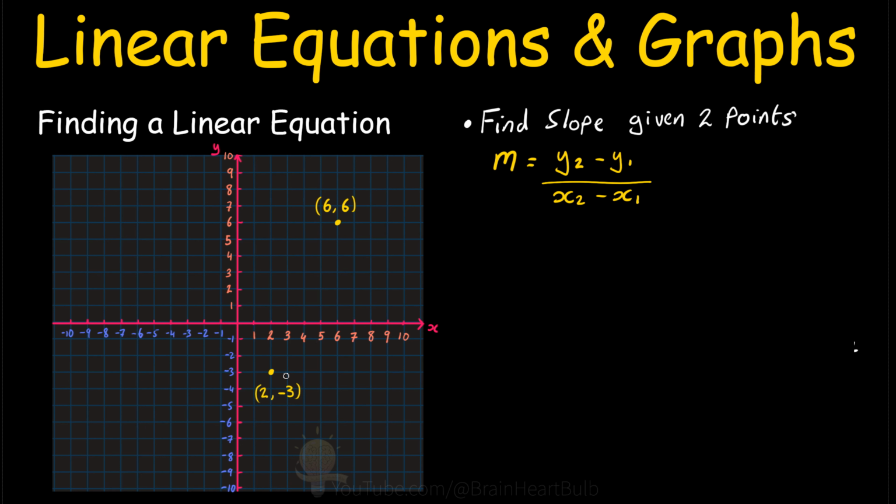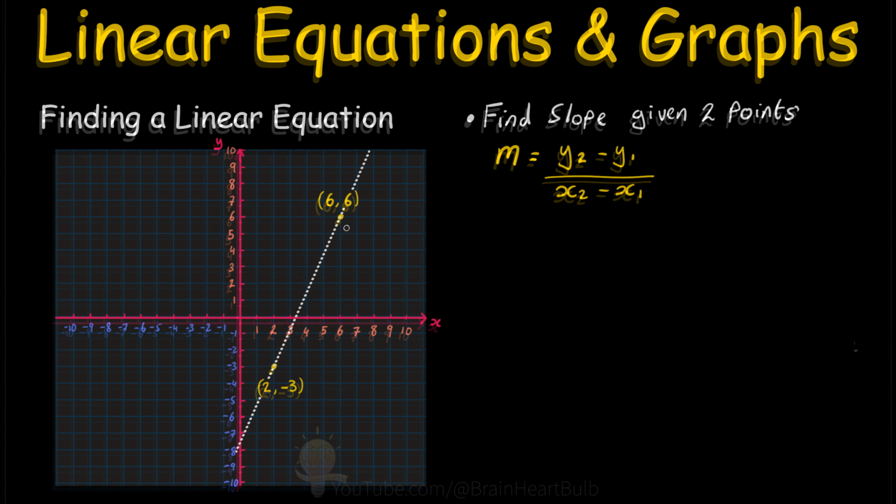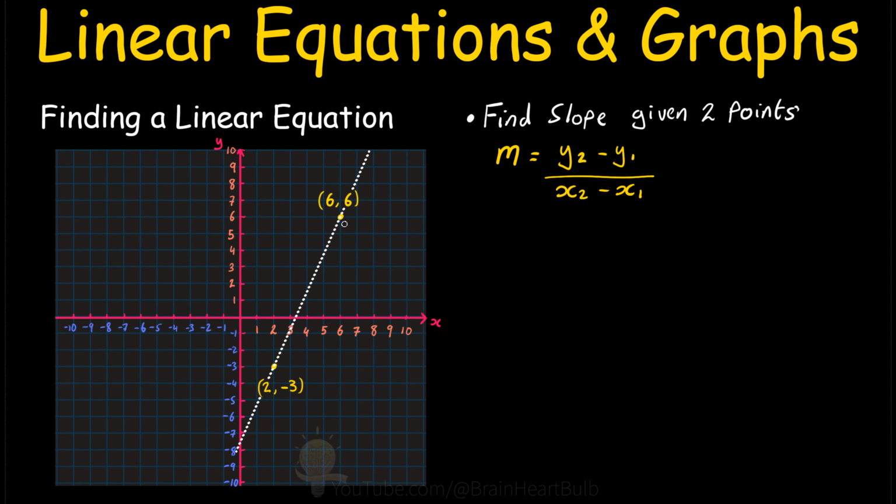Now let's have a closer look at these 2 points on this graph here. If we want to fit a straight line between these 2 points, we would need to divide this vertical distance here by the horizontal distance. So our points are (6, 6) and (2, -3).